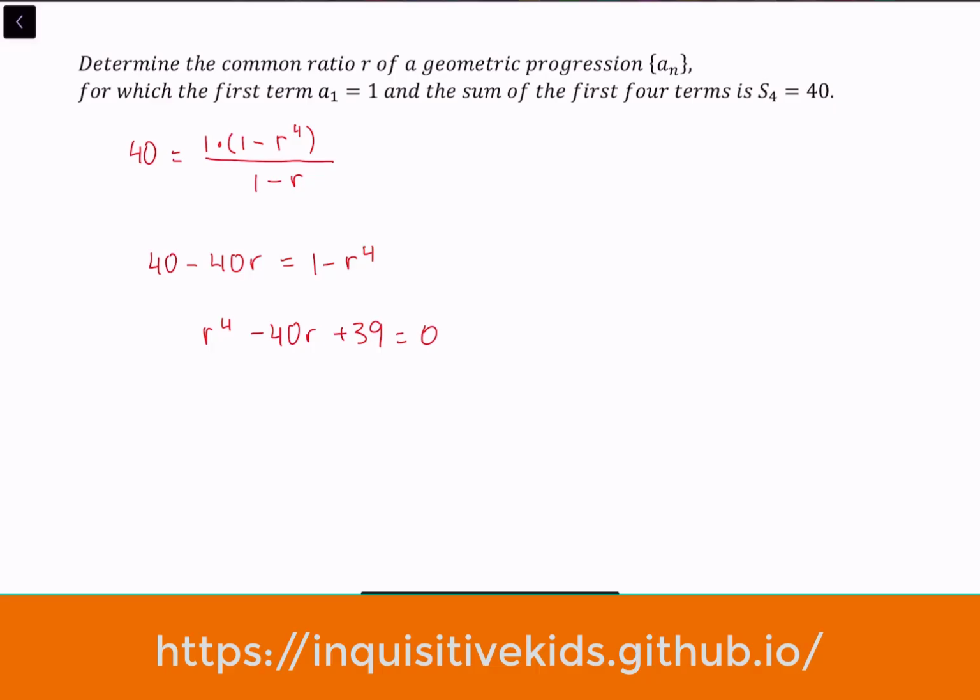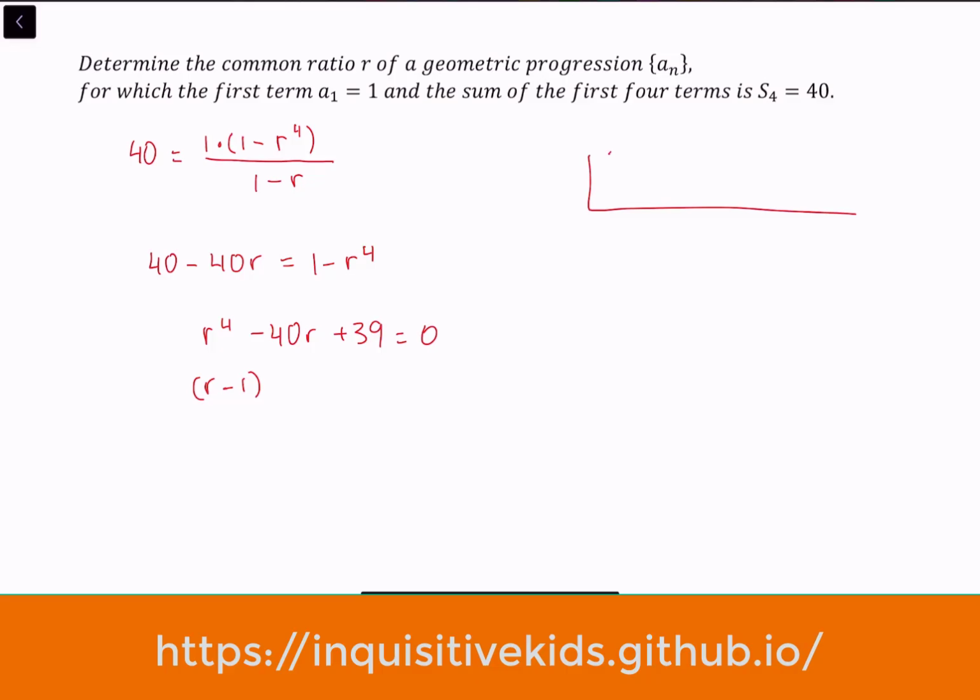In order to find the roots of this polynomial, let's see if we can factor this further. r equals 1 is probably a possible root to this equation, because if you say r equals 1, you do indeed get 0. So it means r minus 1 is a factor of this polynomial. So let's use synthetic division.